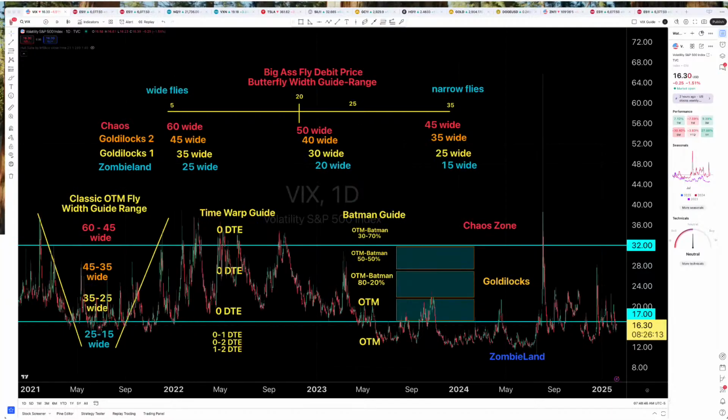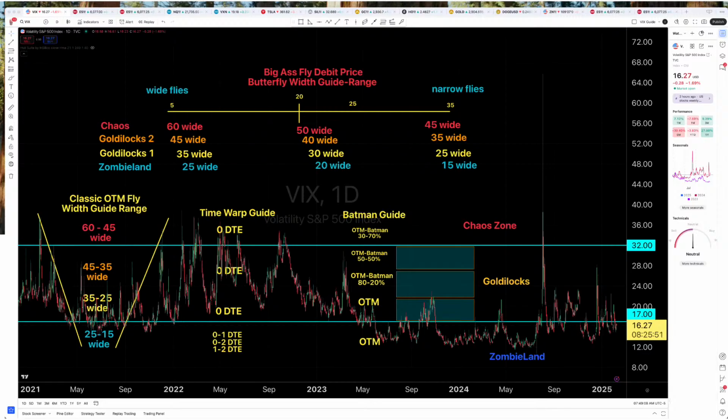This is my enormously annotated VIX chart, and this is what we use as our guide to look at what trade we're going to put on. We're always looking at an out-of-the-money butterfly for sure, but there are also edge cases that happen when we have extremes in volatility. Right now, the VIX is sitting at 16.27.